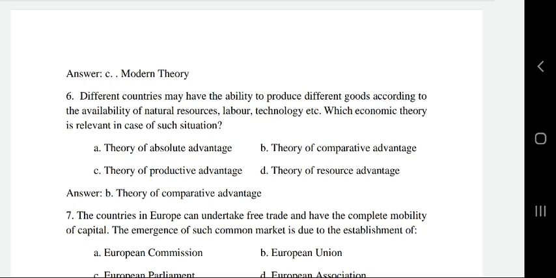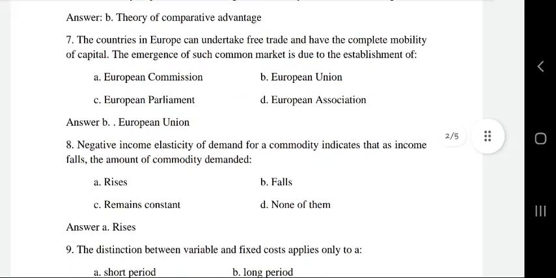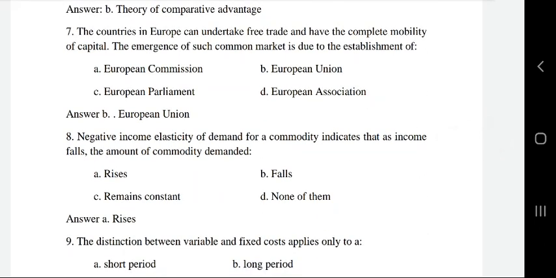Question number 7. The countries in Europe can undertake free trade and have complete mobility of capital. The emergence of such a common market is due to the establishment of? Options are European Commission, European Union, European Parliament and European Association. The answer is European Union.